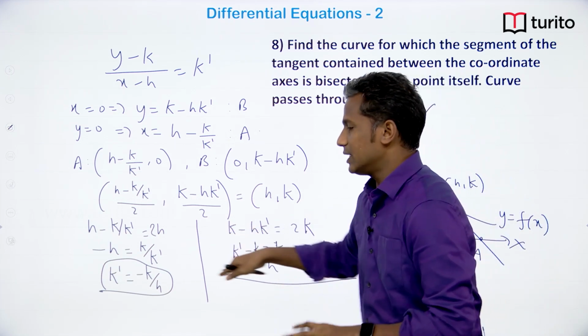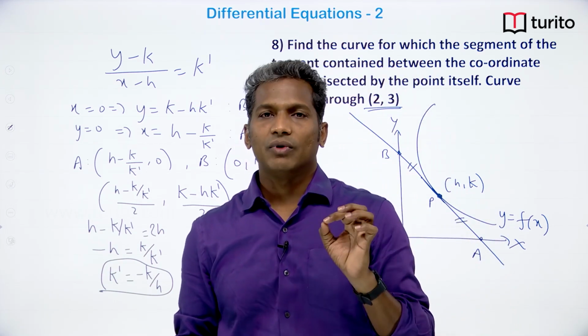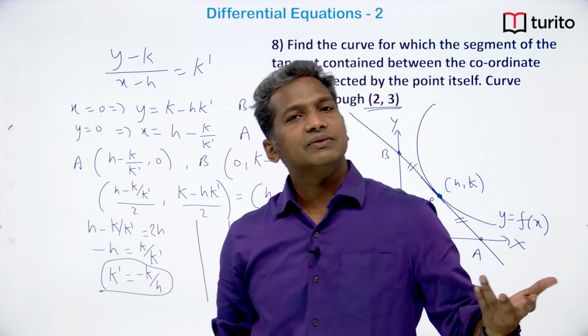Now we got one relation here. After that, what are the steps? Replace h with x, k with y, and k dash with y dash.